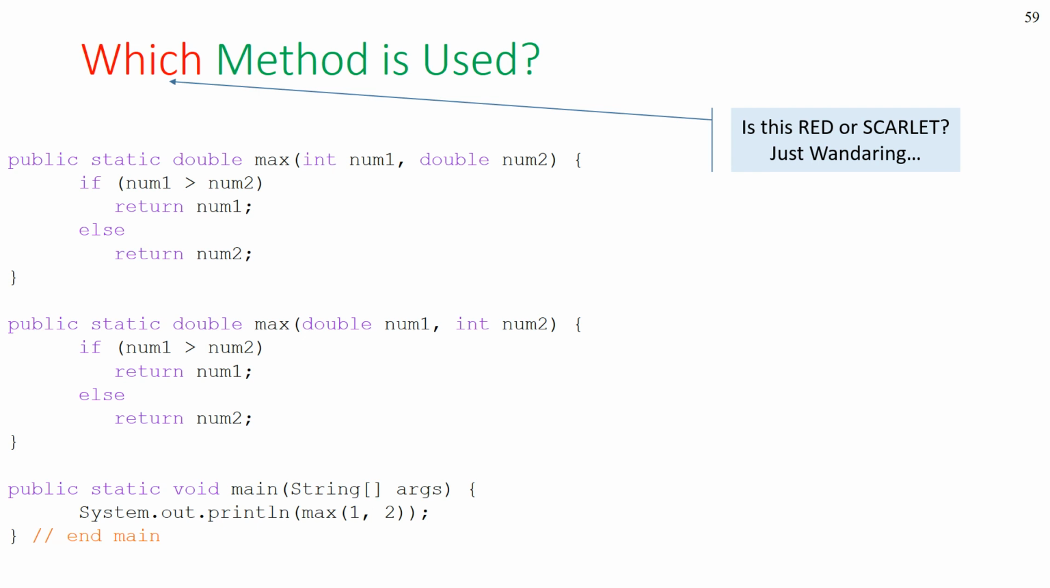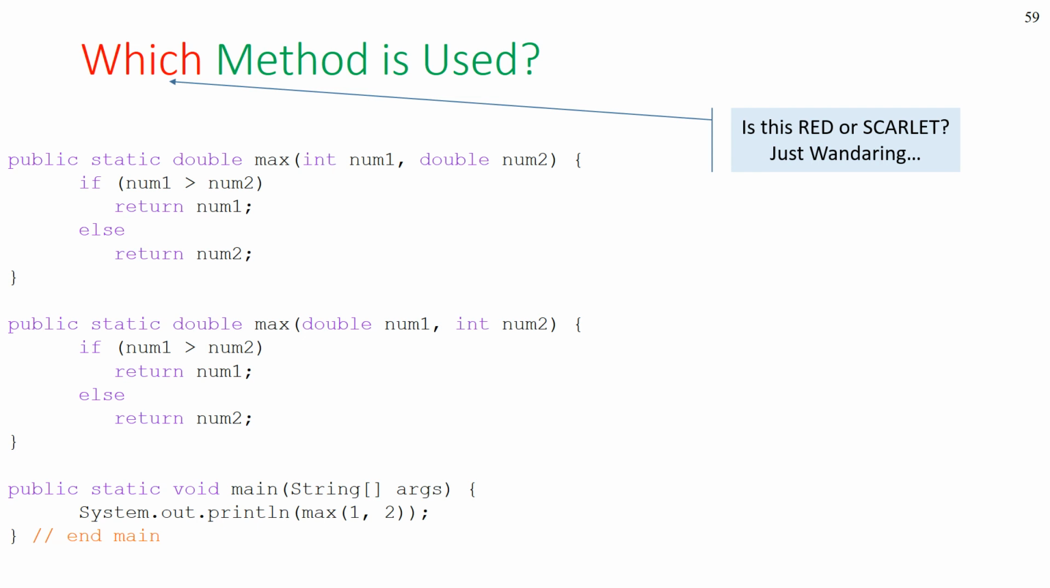So let's look at the definition of the method max. The first definition at the top says public static double max int num1 double num2. And then the code, it's still the same code to do the max. So let's disregard that for now. The second definition of the method max, public static double max, so it still returns a double, and it takes as parameters double num1 and int num2.